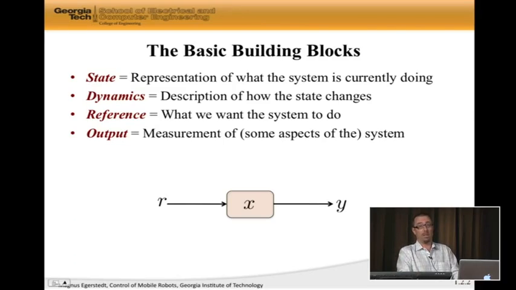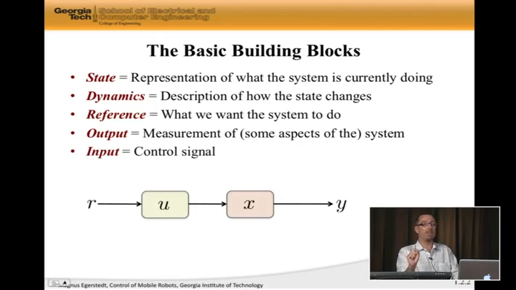Or if I just yell 65 at my car, it's not going to go 65 miles per hour. So we need some way of mapping reference signals into actual control signals, the inputs. So U is going to be the thing that takes the reference and produces a control signal that then hits the state of the system.